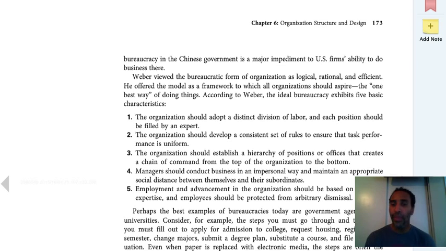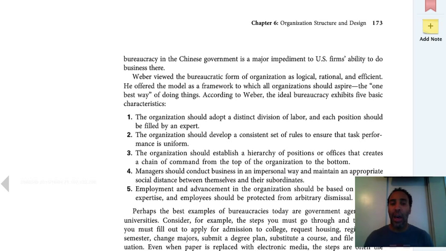So according to Weber, the ideal bureaucracy exhibits 5 basic characteristics. So number 1, he said the organization should adopt a distinct division of labor, and each position should be filled by an expert or a subject matter expert. Number 2, the organization should develop a consistent set of rules to ensure the task performance is uniform, right? So standardization, like in my company, it's like, hey, we're not standardized all across the United States.